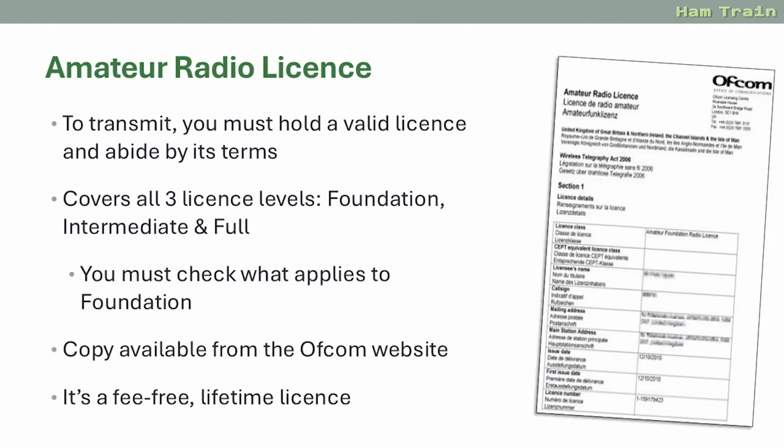You'll be able to download a copy of your licence from the Ofcom website once you've passed your exam. You'll also need to download the licence terms and conditions, which is available from the Ofcom website. You don't need to pay for your amateur radio licence, and it is a lifetime licence.